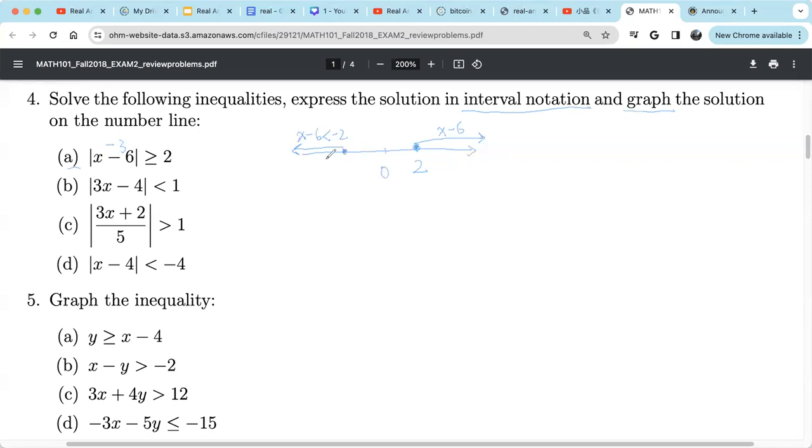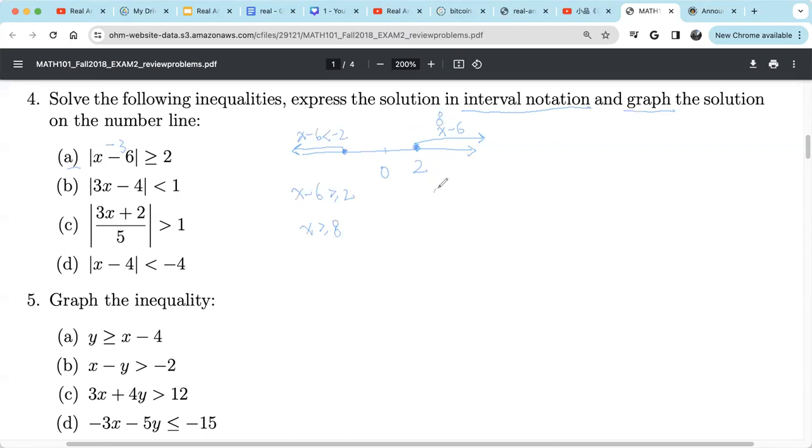This is a little bit tricky. When it's an equation, we divide it into two cases, right? One equals positive 2, one equals negative 2. So we divide into two cases. First one is x minus 6 itself is positive, so it's greater than or equal to 2. Then we solve, 2 plus 6, 8. Because x has to be greater than or equal to 8, because 8 minus 6 equals 2.